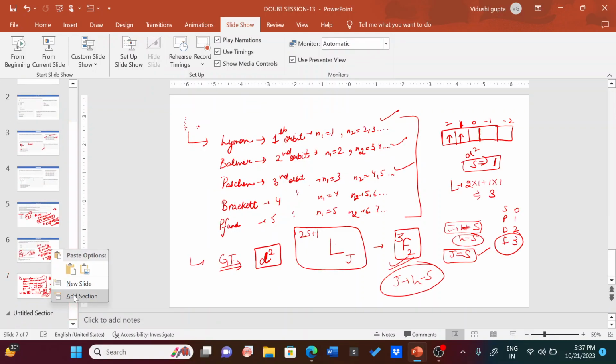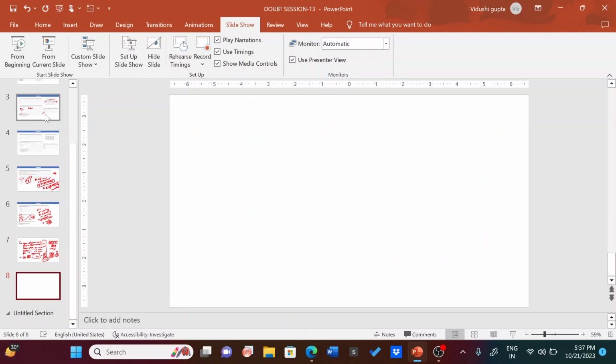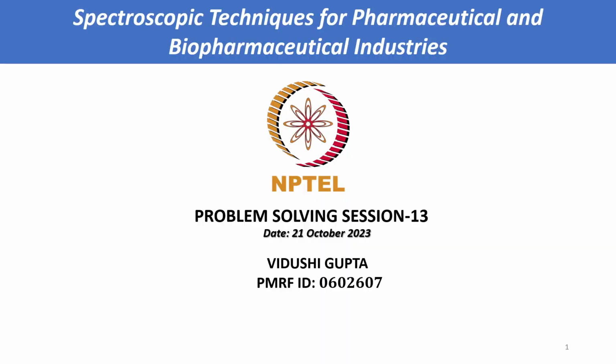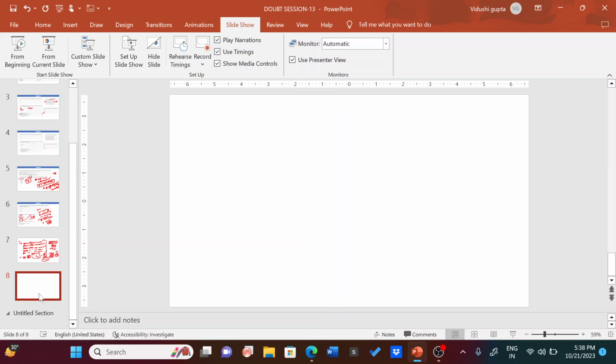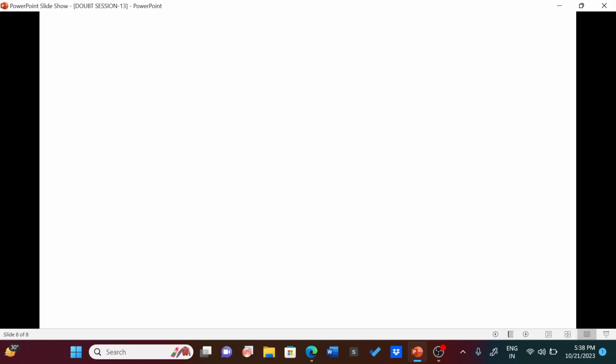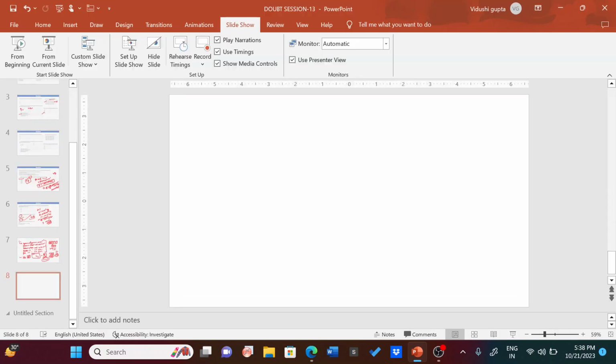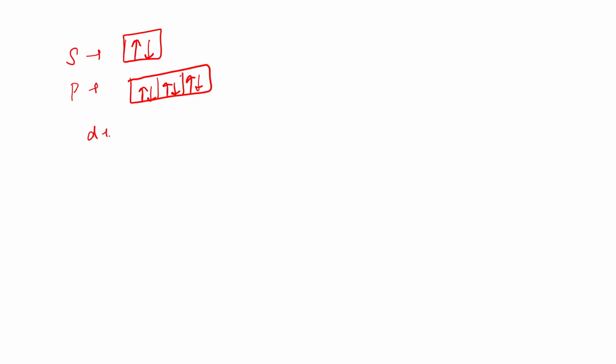Do you have any doubts or should I explain it again? Ma'am, what is less than half filled in this case? See, basically, you know that in s orbitals you can occupy maximum 2 electrons, in p you can occupy maximum 6 electrons, and for d it can be maximum 10.